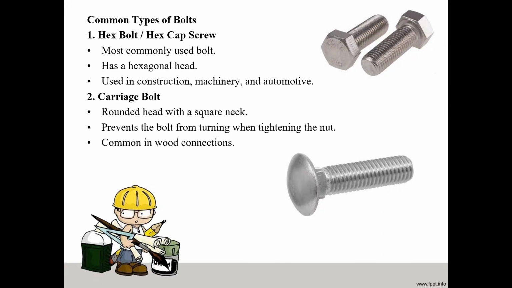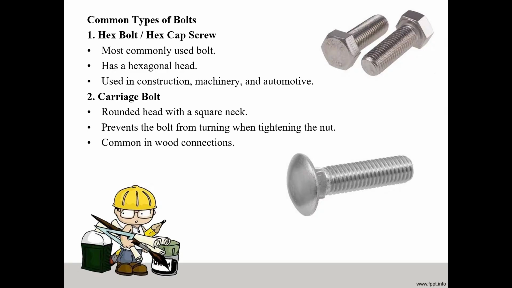Here are some of the different types of bolts. The common types of bolts are, first, the hex bolt, that is the hex cap screw. When we are seeing this diagram, we know that the head of this bolt shape is hexagonal. It is the most commonly used bolt, has a hexagonal head, and is used in construction, machinery and automotive.